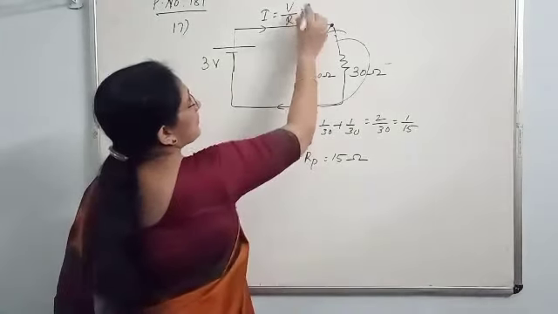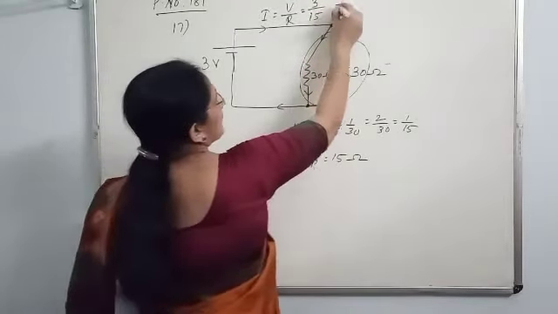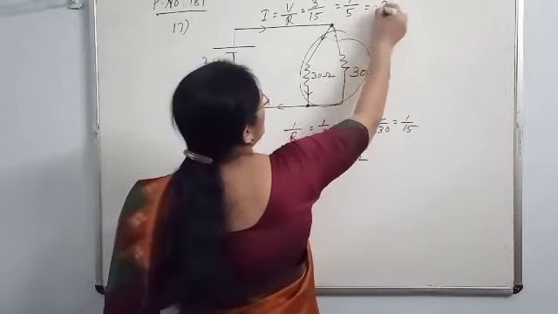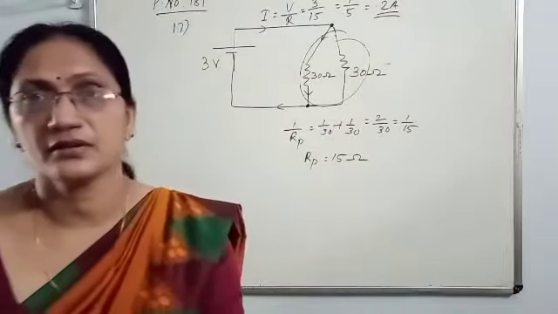So I is equal to V by R. V is 3 volt. R is 15. That means 1 by 5, that is 0.2 ampere. That is the current flowing in the circuit.